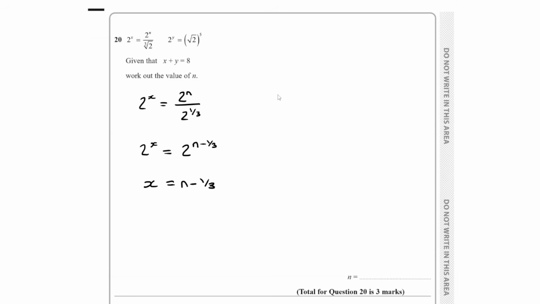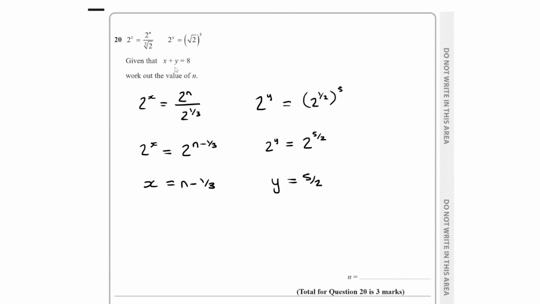And then do the same on the other one. 2 to the power of y. The square root is also a fraction, a half, and then to the power of 5. When you have these brackets, you're multiplying the powers, aren't you? That's also index laws. So that would be 2 to the power of 5 over 2, or 2.5 if you prefer. So again, we've got that same scenario. 2 to the power of something is equal to 2 to the power of something else. So y must be 5 over 2.